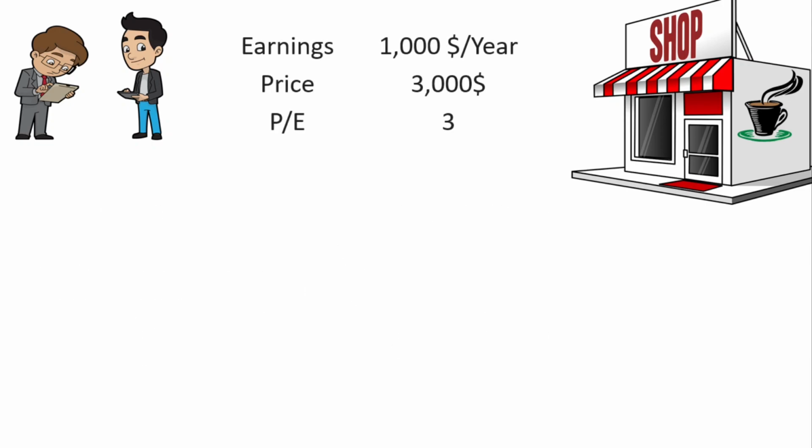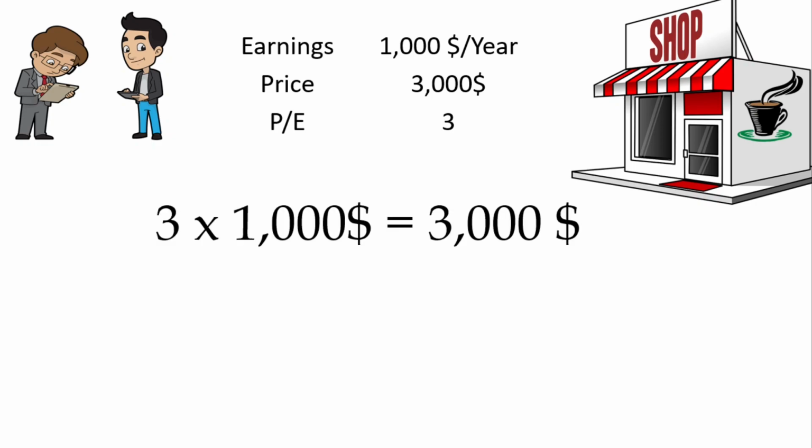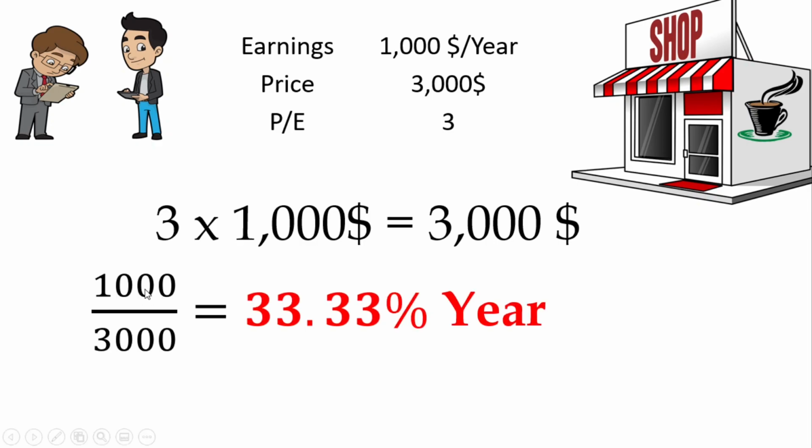Let's see how it works. Well, we said that after 3 years of making $1,000 per year, we're going to get $3,000. This compares to the initial price we paid. So only after 3 years we're going to return our initial investment and start making money out of this coffee shop. What is the return we expect to see from this coffee shop? Well, $1,000 per year divided by the initial investment of $3,000 will give us a 33.3% yearly return. That sounds excellent. I want to buy Joe's coffee shop.